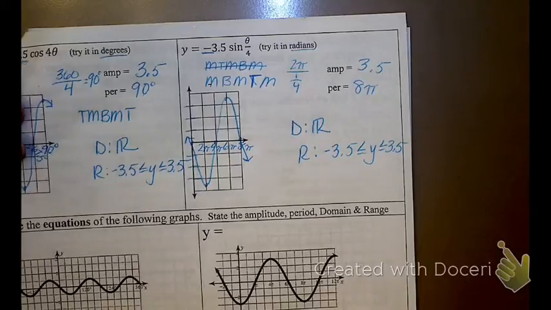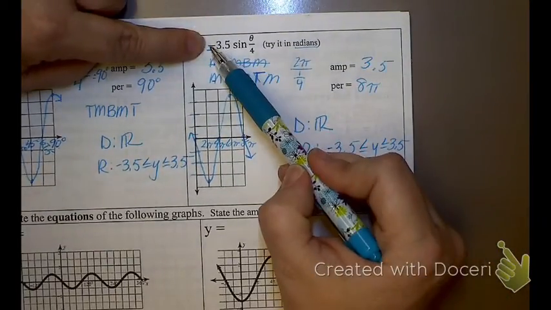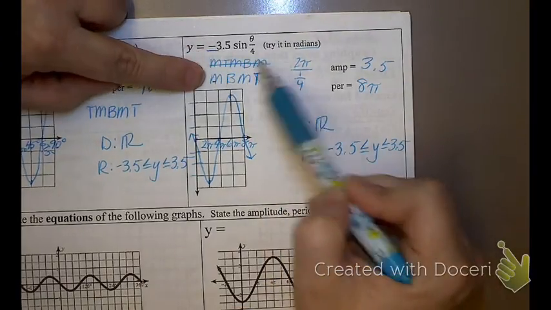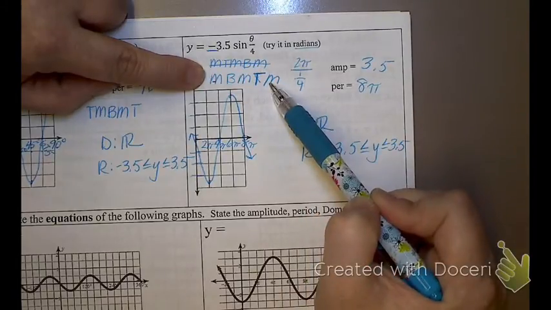Okay, so I have this one done here. This one has a negative amplitude and it's a sine. So here's the original sine: middle, top, middle, bottom, middle. And I changed my tops to bottoms and my bottoms to tops. So that's the pattern I followed once I got it down.